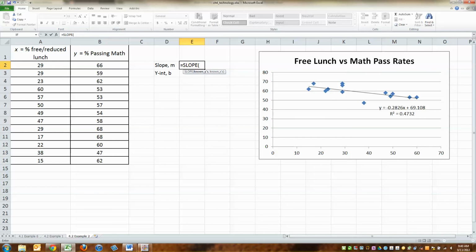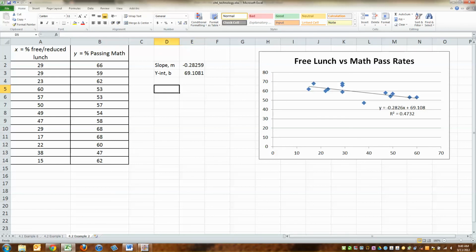It puts the y's in first and then the x's. So you highlight your y's, comma, highlight your x's. Close parentheses. There you go. Notice this is the same number that we found over here. For the y-intercept, you have to type INTERCEPT. There are your y's, comma, there are your x's. Close parentheses. There you go. So you've got those pieces.